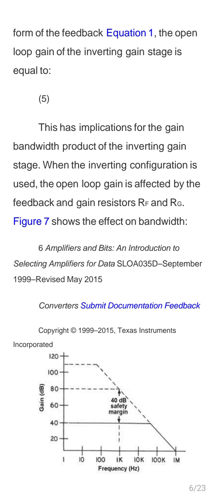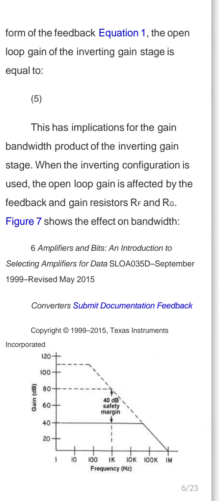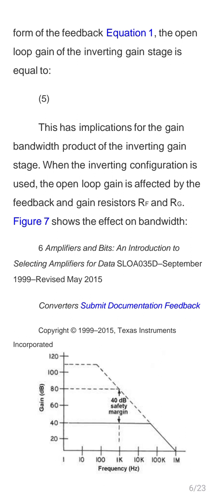We can diagram here gain versus frequency. Gain is in decibels and frequency in hertz, 80 dB at 1 kHz, matched here with the gain margin of 40 dB safety margin. This is the inverting gain stage here.